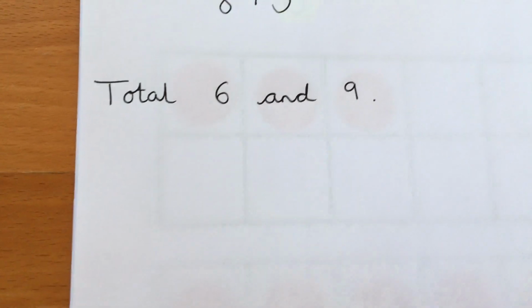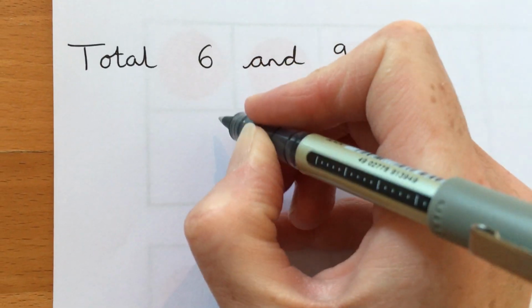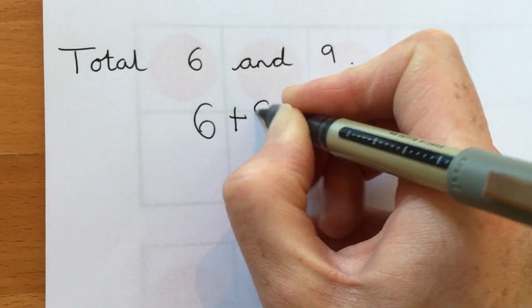And the next one, total 6 and 9, as a calculation is simply 6 and 9.